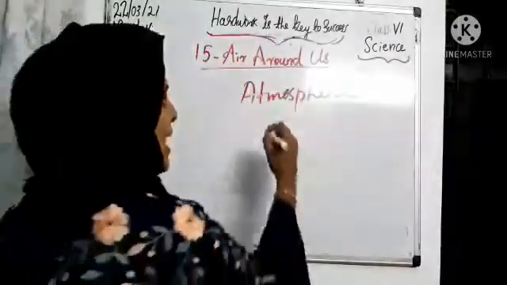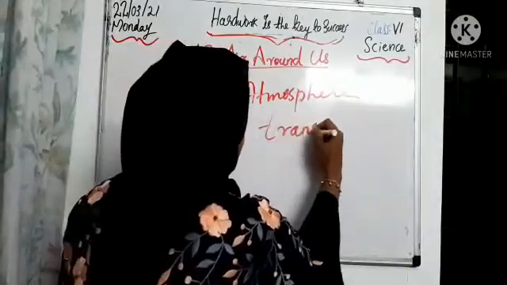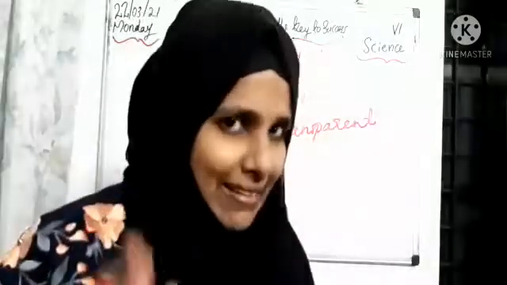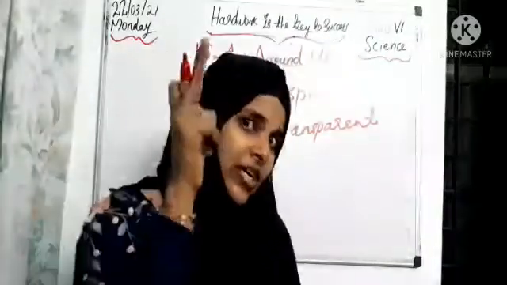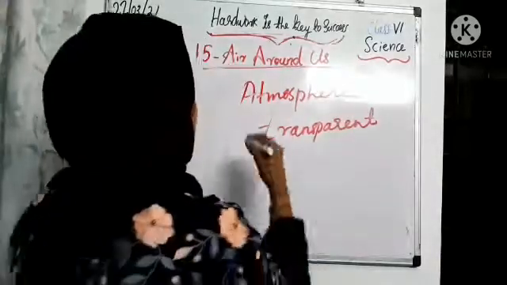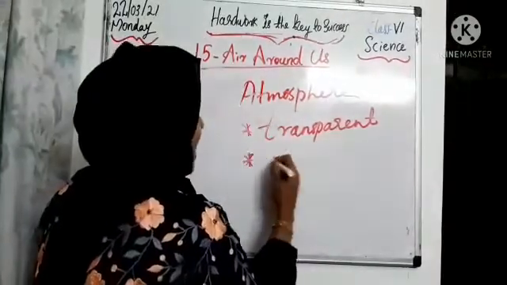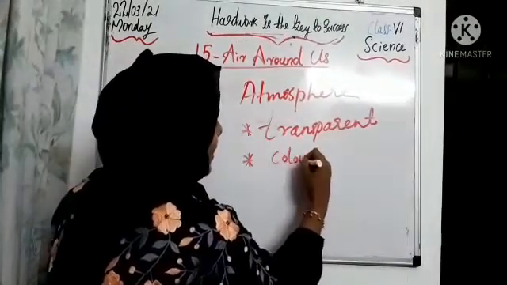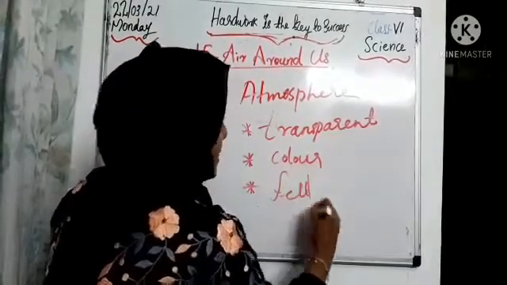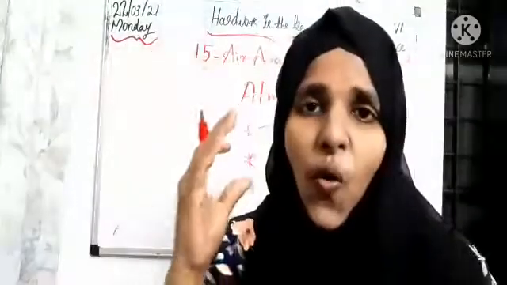That means air is transparent. We can say air is transparent. About what is transparent, that you already learned, right? So you have to recheck it. Okay, so air is transparent. Then we can say air has no color. Okay, but it has some feel, is it? So these are the main characters of air.